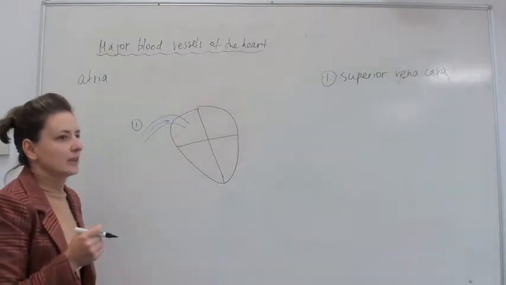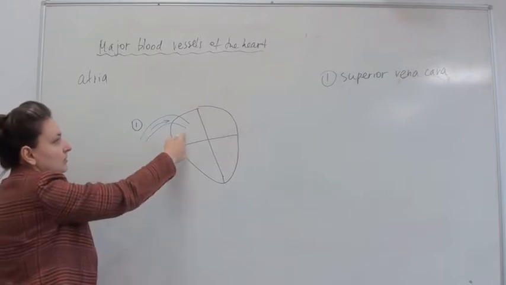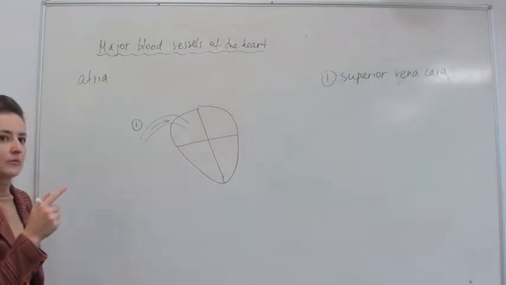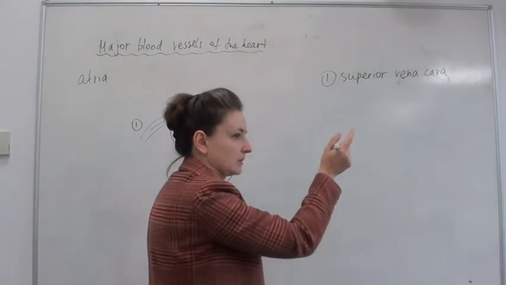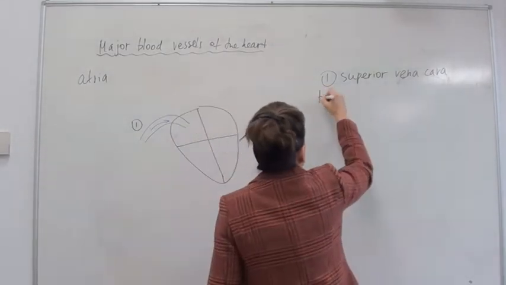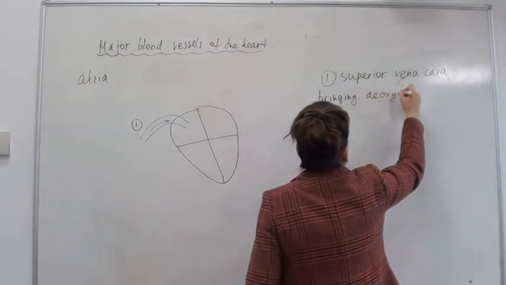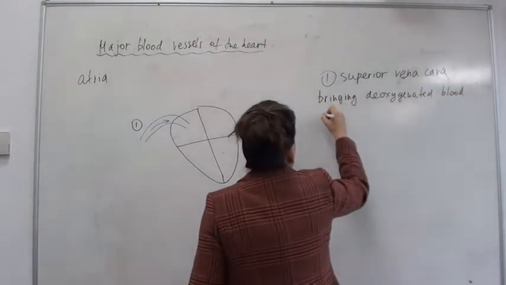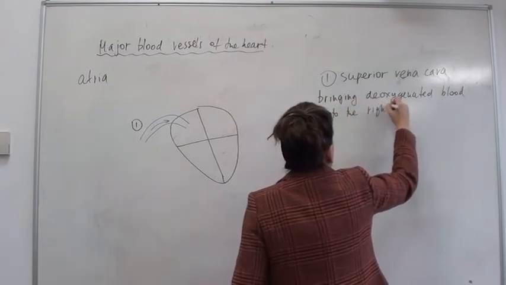Right. So let's think. So it's going to be bringing in deoxygenated blood, right, into right atrium. Where is it bringing from? Is it bringing it from lungs or from the rest of the body? The rest of the body, exactly right. So let's write that little bit of information down. So it's bringing deoxygenated blood into the right atrium.